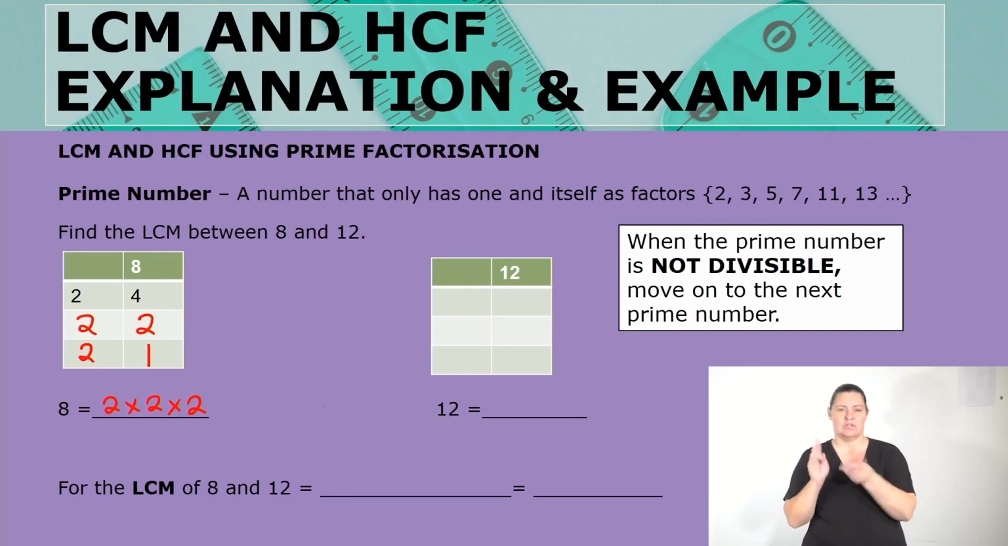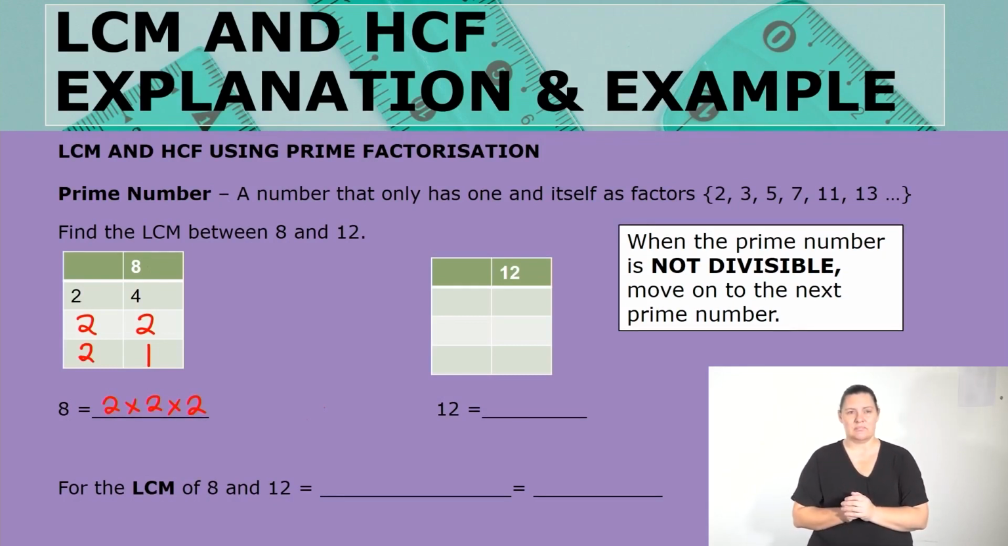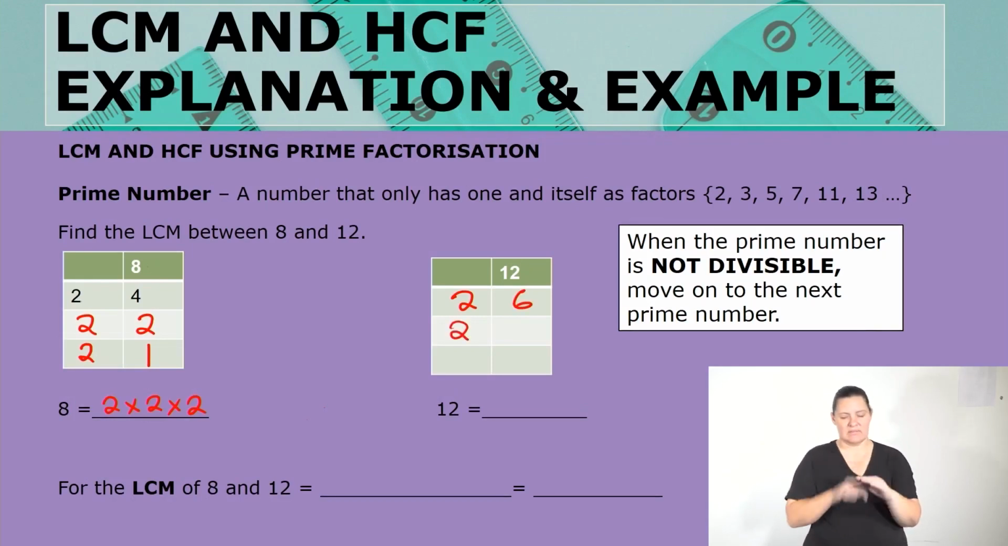Then we have 12. So in the same way, I'm going to start with the first prime number, and I'm going to divide by the 2 from 12 here. So we have 12, and I'm going to divide that by 2, and my answer is going to be a 6. Now, I'm still going to divide by 2 because 6 is still divisible, and when I divide the 6 by 2, the answer there is 3.